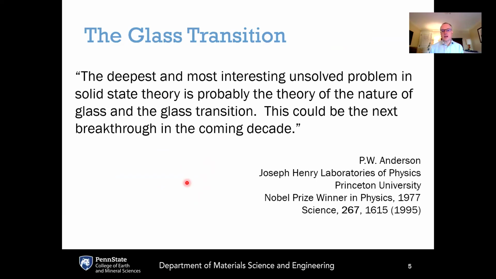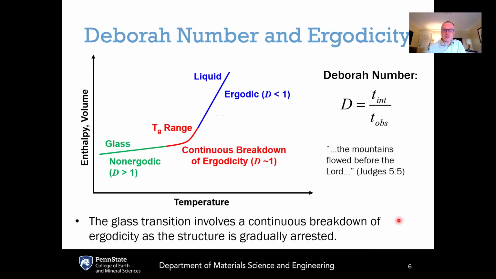And in fact, P.W. Anderson, the Nobel Prize winner in physics from 1977, has this quote saying that the deepest and most interesting unsolved problem in solid state theory is probably the theory of the nature of glass and the glass transition. This could be the next breakthrough in the coming decade. This was published in a paper in Science in 1995. We've made a lot of progress in understanding since then, and I will try to summarize some of those key details.